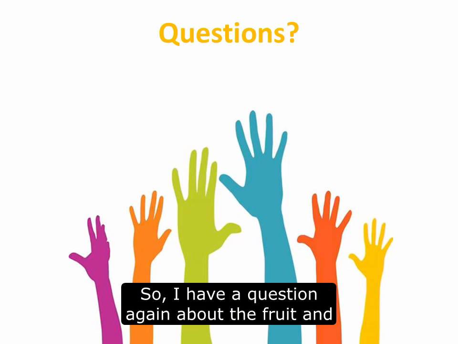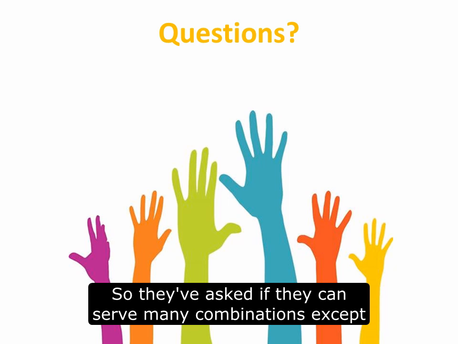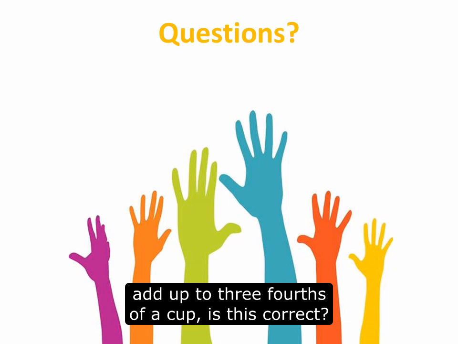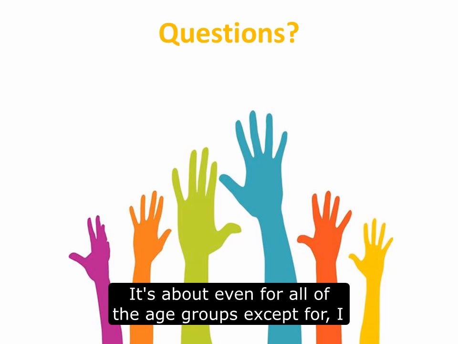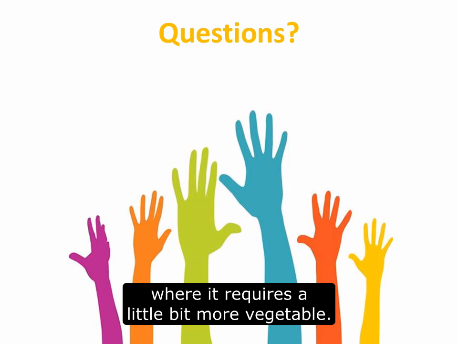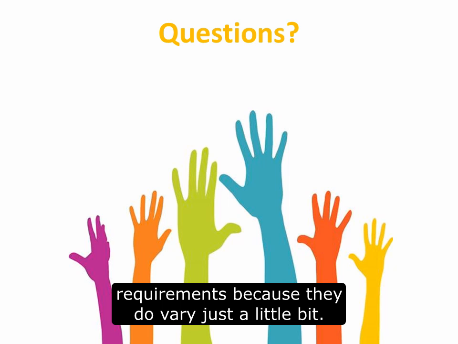So I have a question about the fruit and vegetable component. They've asked if they can serve any combination of fruits and vegetables as long as the minimum serving size for both adds up to 3/4 of a cup. Is this correct? The meal pattern specifically specifies how much fruit and vegetable must be served. It's about even for all of the age groups except for, I believe, the 6 through 12 and 13 through 18-year-old age groups, where it requires a little bit more vegetable. So you do need to pay attention to those minimum serving requirements because they do vary just a little bit.